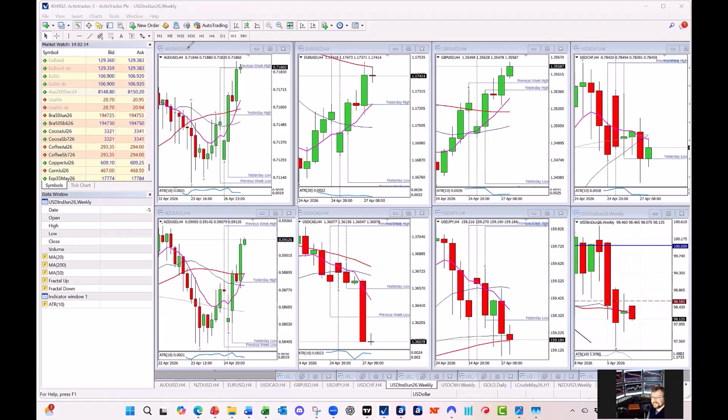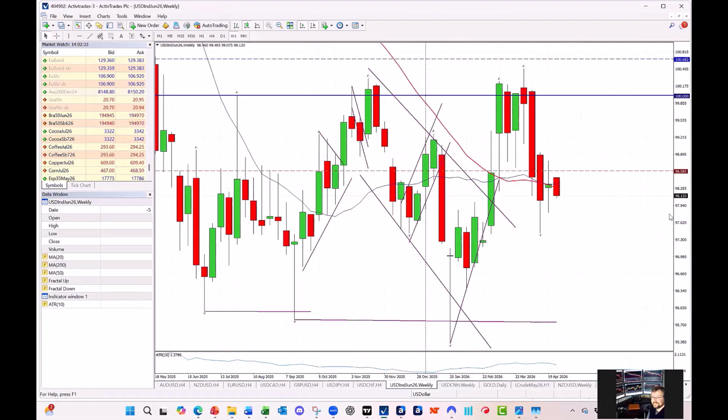Okay, so here we go on the dollar: Aussie on the 4 hour, Euro on the 4 hour, cable on the 4 hour, dollar Swiss on the 4 hour, dollar yen on the 4 hour, dollar CAD, Kiwi dollar, and then dollar index. I have them like that so I can get a good view of the overall sentiment for the dollar. But whenever I'm looking at FX, I'm always going to start with the dollar index.